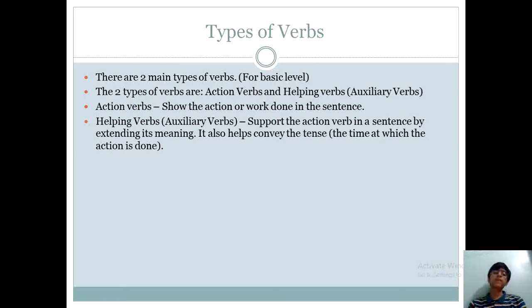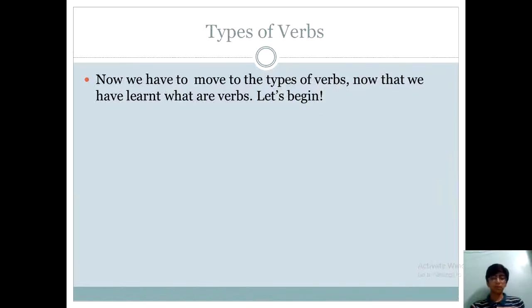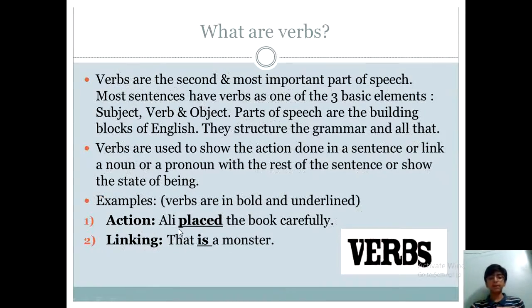What are the functions of these 2? Action verbs show the action or the work done in a sentence. Like before we saw the word placed here. This is considered an action verb because this shows the action being done in a sentence.